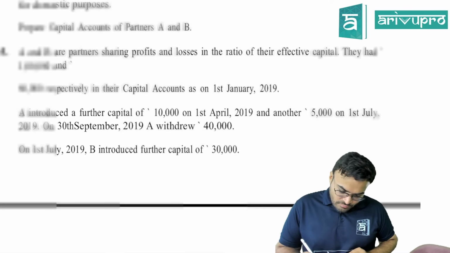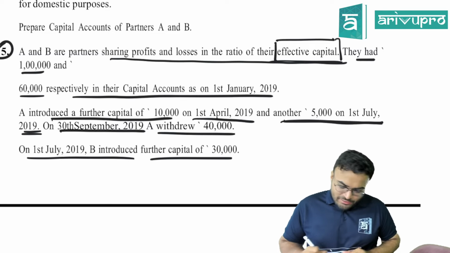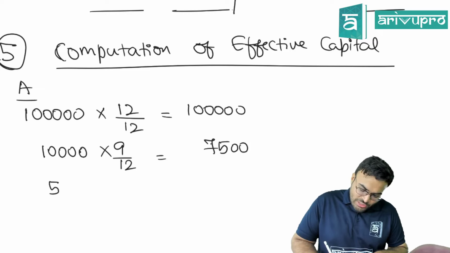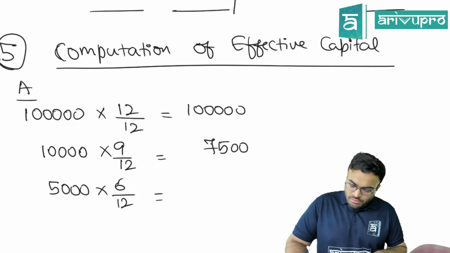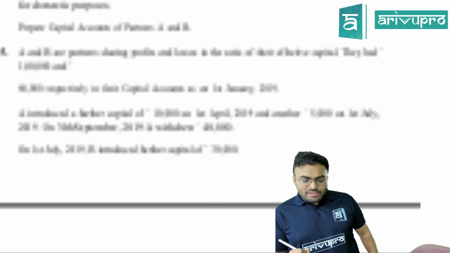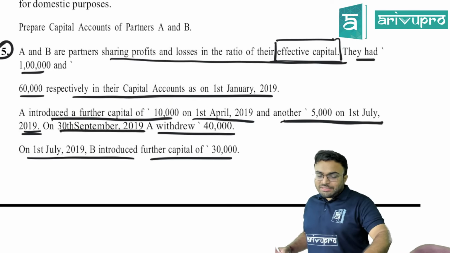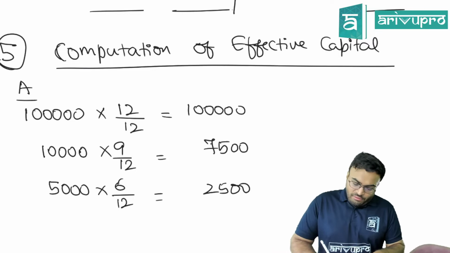Next, another 5,000 is introduced on 1st July. So 5,000 into 6 by 12. How much? 2,500. Then what did this person do? A withdrew capital on 30th September. Withdrew capital, that means removed the capital.